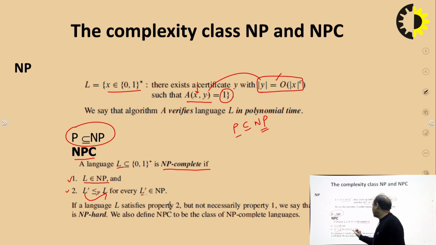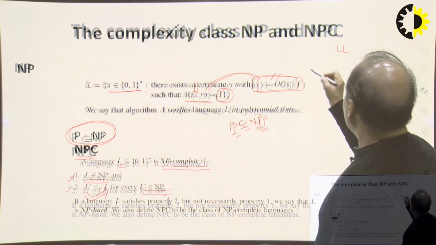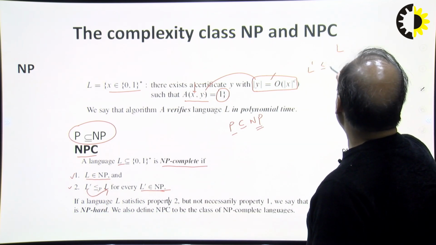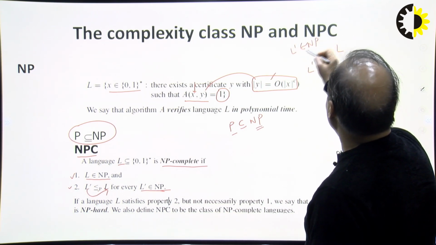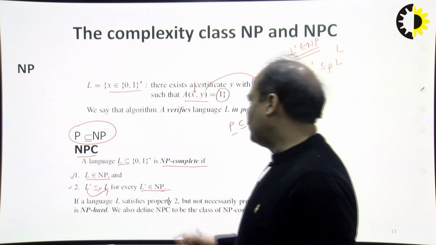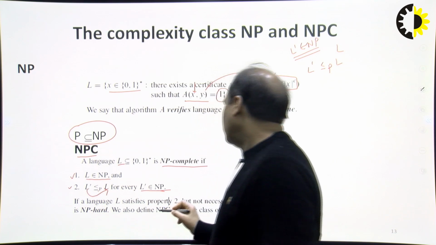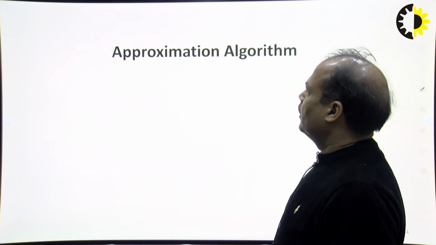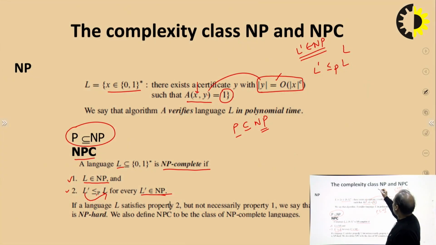For every L dash belonging to the NP category, we are interested in checking the completeness of L. So any L dash, which is of course in the NP category, can at maximum be reduced to L. Clear? This L dash belongs to the NP category. So these are the two conditions. If only the second condition is satisfied, not the first, then the problem is known as an NP hard problem, right? So it is evident that NP complete problems cannot be solved in polynomial time.